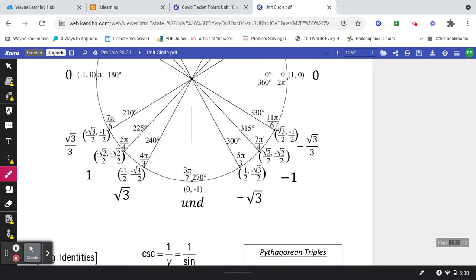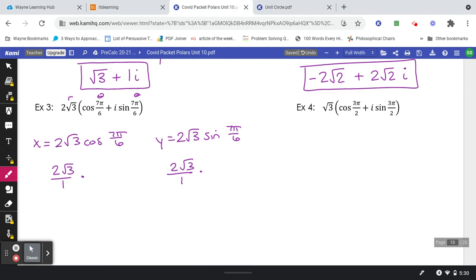Let's see, 7 pi over 6 all the way down here this time. So that's going to be my x for cosine. So negative square root of 3 over 2. And for sine, negative 1/2.